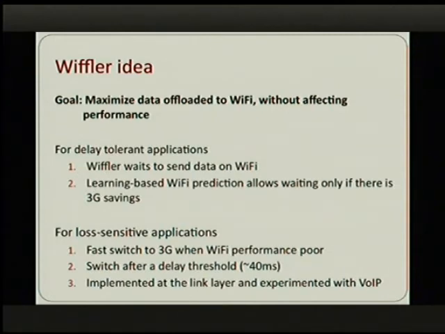maybe dropped. So here we use a delay threshold of 40 milliseconds, and to implement this, we did this at the link layer, where we have a signaling mechanism: if within 40 milliseconds of sending data on Wi-Fi I don't get a link layer ACK back, I signal the higher layers, and the higher layer then starts to send data on 3G.